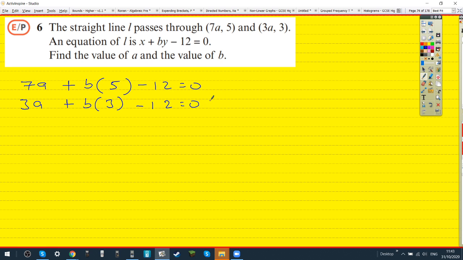And then you'd plus 12 on both sides. So it'd be 7a plus 5b equals 12, and then 3a plus 3b equals 12. Mm-hmm. And then would you put that into the calculator? Yep.